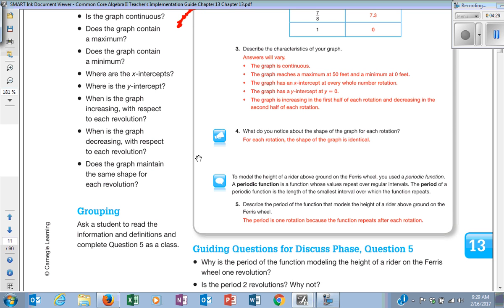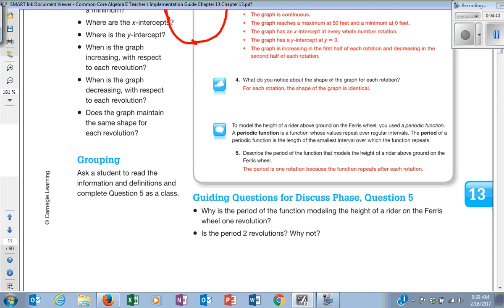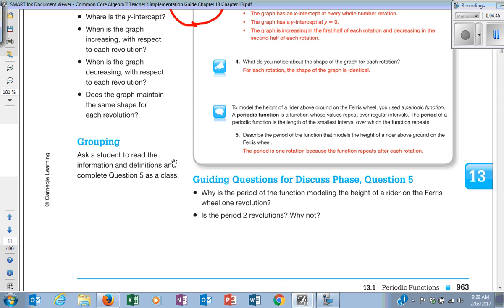The graph is increasing in the first half of each rotation and decreasing in the second. So it means the first half you're going up the Ferris wheel, and the second half you're going down back to the ground. What do you notice about the shape of the graph of each rotation?